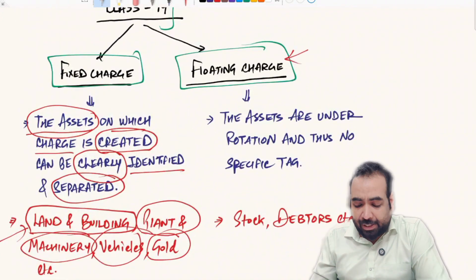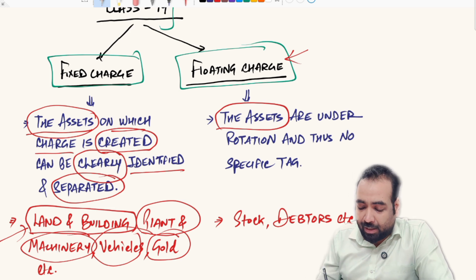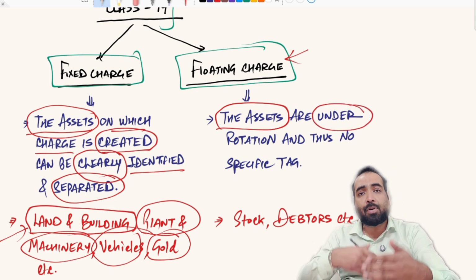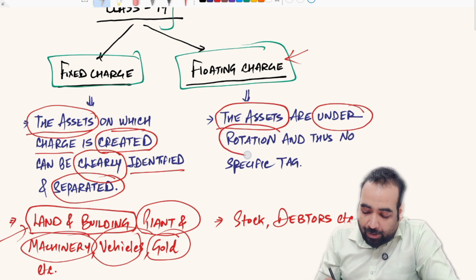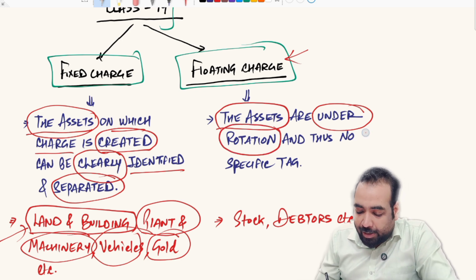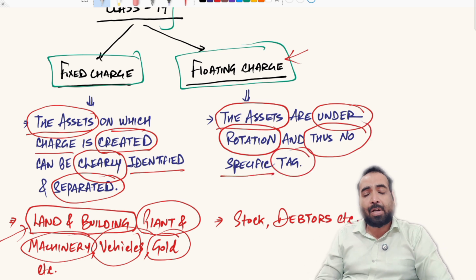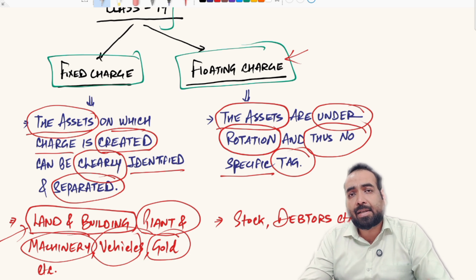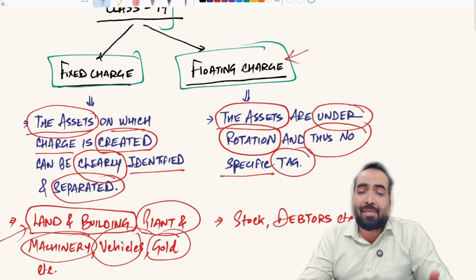So what is the floating charge? The assets which are given as security to the bank are under rotation. They keep on coming and going out, so they are under regular rotation. Thus, there is no specific tag on that asset. For example, a borrower who is manufacturing garments has taken a CC limit from you, and you have taken charge over the inventory of the borrower, over the stock of the borrower.